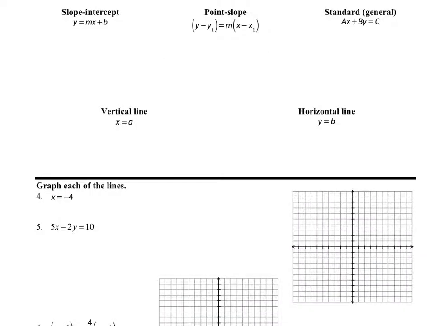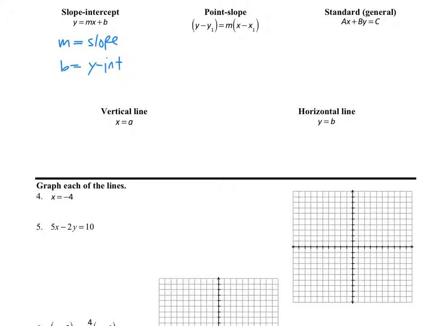In this next part, we're going to look at the different forms of the equation of a line. So we already talked about slope-intercept form. M is the slope, and B is the y-intercept. This is a really handy form for graphing because you can plot the y-intercept and use the slope to plot more points.